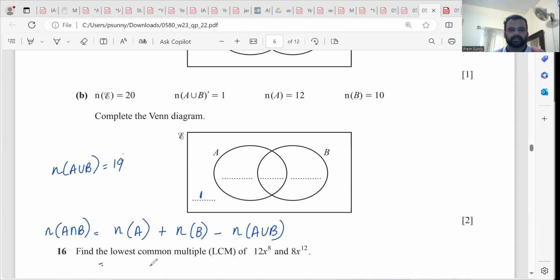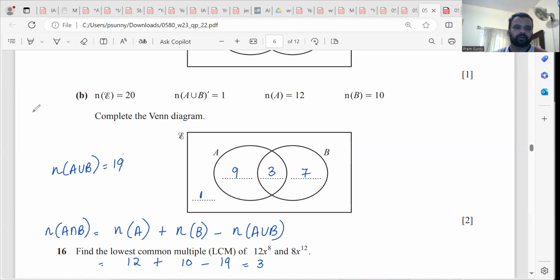So N of A is 12, number of elements in B is 10, minus N of A union B, which is 19. So 12 plus 10 is 22, 22 minus 19 is 3. So I got 3 here. The number of members in whole A is 12, so with 3, this will be 9. And here number of elements in B is 10, intersection I have 3, so remaining 7. So completed the Venn diagram. That's the answer for B part.